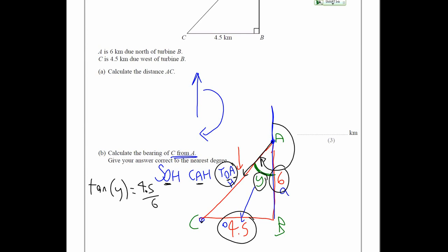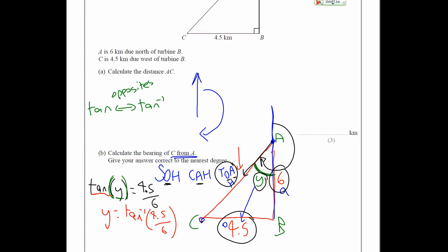Now to get Y on its own out of tan, this is tan of something, not multiplied, you have to do the opposite of tan. So the opposite is tan to minus 1, which is inverse tan. Okay, they're opposites. So let's do tan to minus 1 of both sides. That gets rid of tan of something because it undoes it. 4.5 over 6. Okay, type it in your calculator.